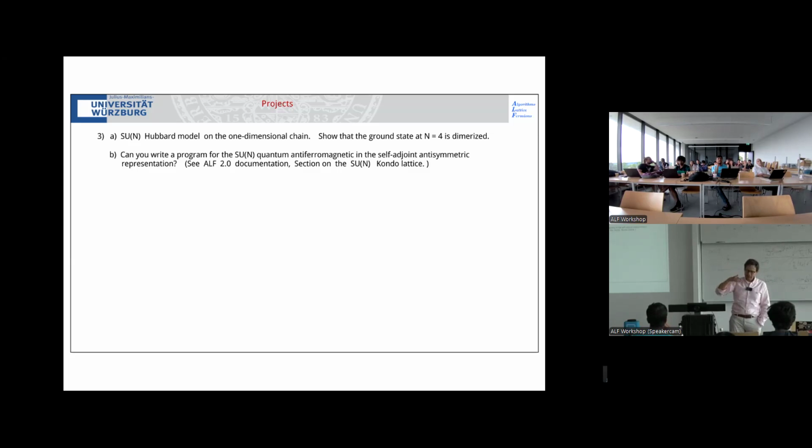And so you can see if the mean field, which we saw this morning, for example, is valid. Is there a phase transition between big N and small N, right? So this is something you can do, and you can play with this, right? You could do a SUN Hubbard model.